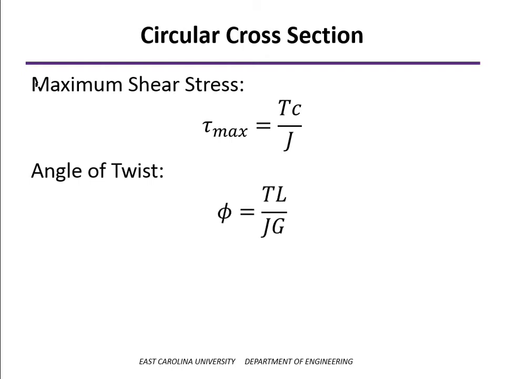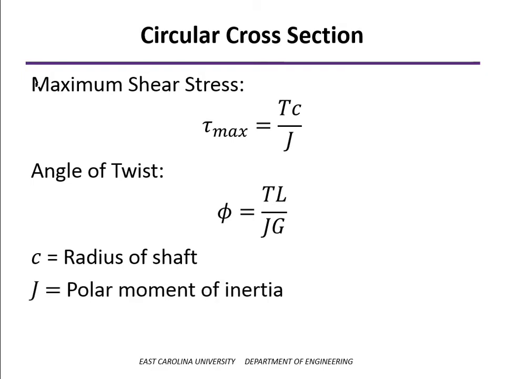The angle of twist is equal to TL over JG. So we've involved now the length, the polar moment of inertia, and G, the shear modulus of the material. We've used c instead of r because often we'll use r as the radial coordinate within the shaft. So r can vary from 0 at the center of the shaft to c at the outer surface of the shaft. And to calculate the polar moment of inertia, we can either use pi over 2 times the radius to the fourth, or in terms of the diameter, it's pi over 32 times the diameter to the fourth.